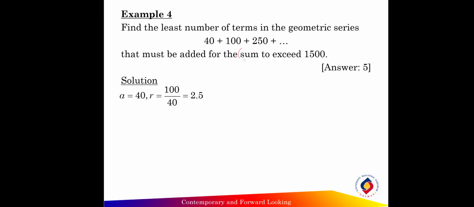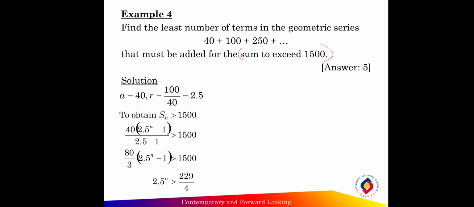So now we need to translate this into calculation. Sum to exceed 1500 means your Sn is greater than 1500. So we substitute the values a and r into our formula.